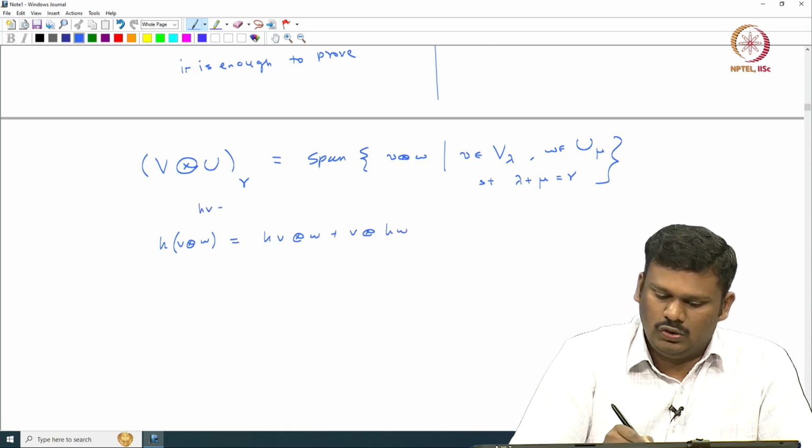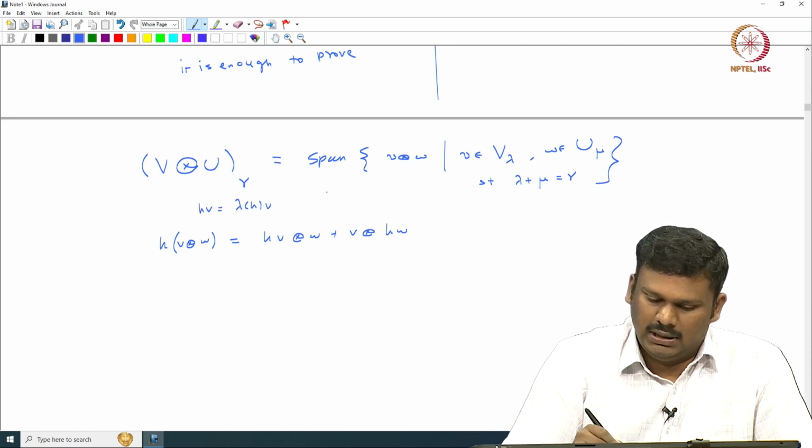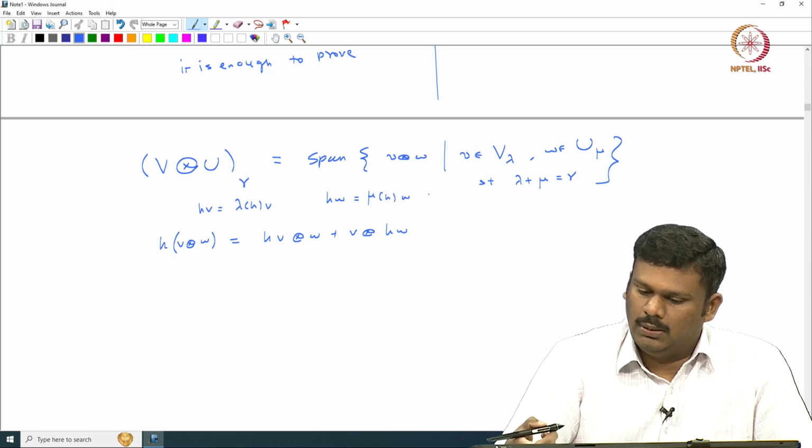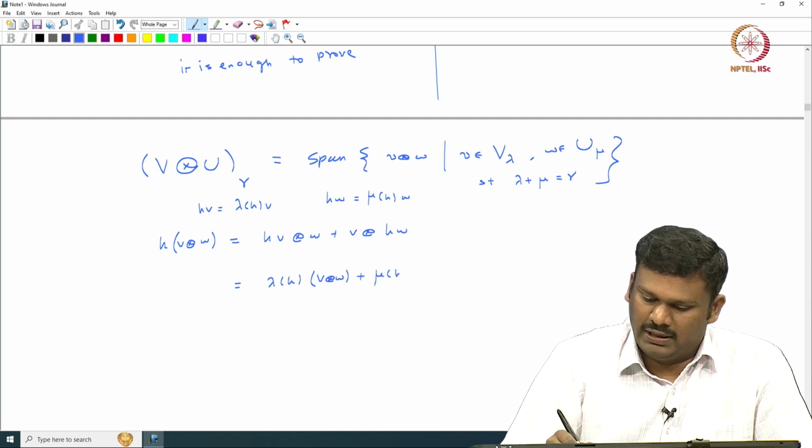Now, hv is going to be lambda of h times v, because v is coming from V_lambda, and hw is going to be mu of h times w, because w is coming from U_mu. So, in particular if you put them together, you can see that this is going to be lambda of h times v tensor w plus mu of h times v tensor w. If you just take it out, this is lambda plus mu of h times v tensor w.